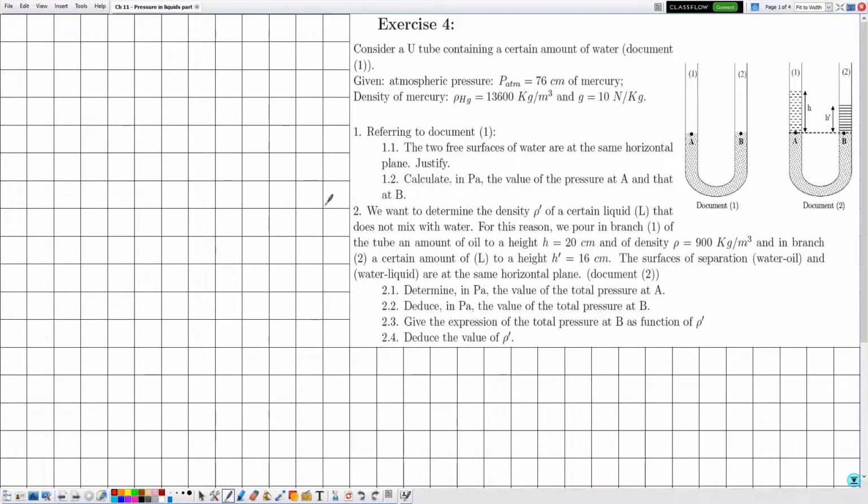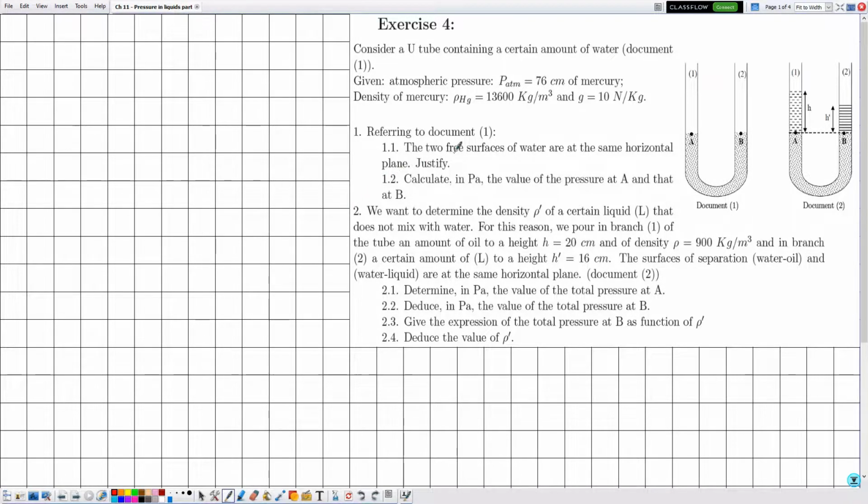Okay, hello everyone in a new video. So we have reached part 3 of chapter 11, which is the chapter of pressure and liquids in the third unit of mechanics. In this one we are going to solve some exercises related to what we have explained previously in parts 1 and 2.